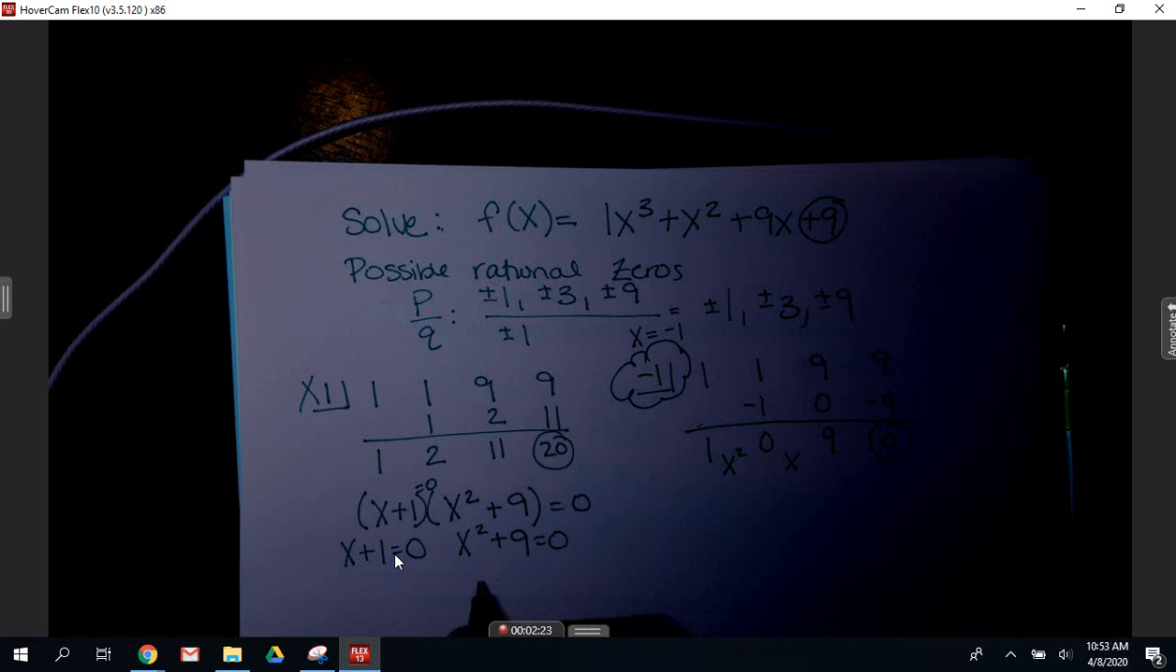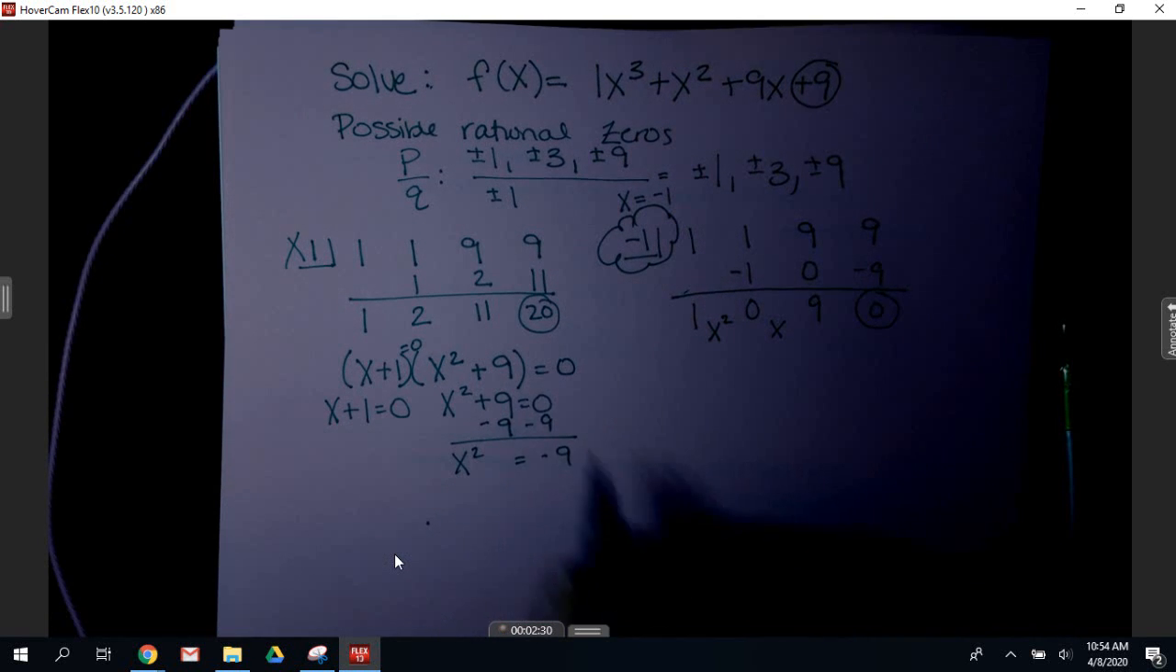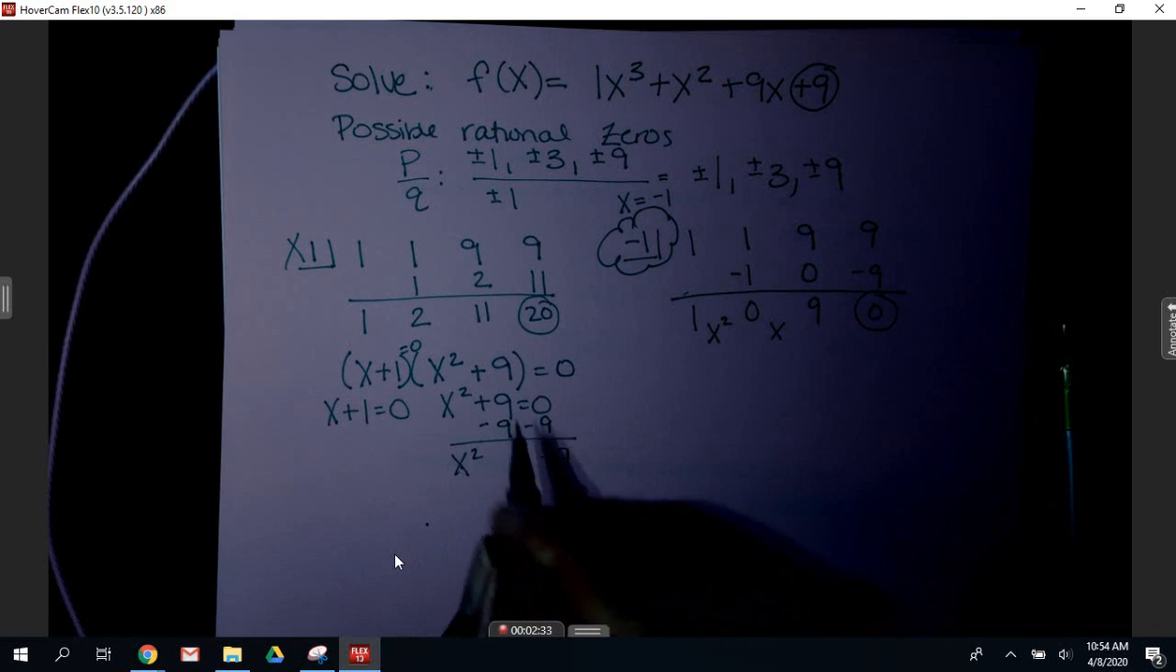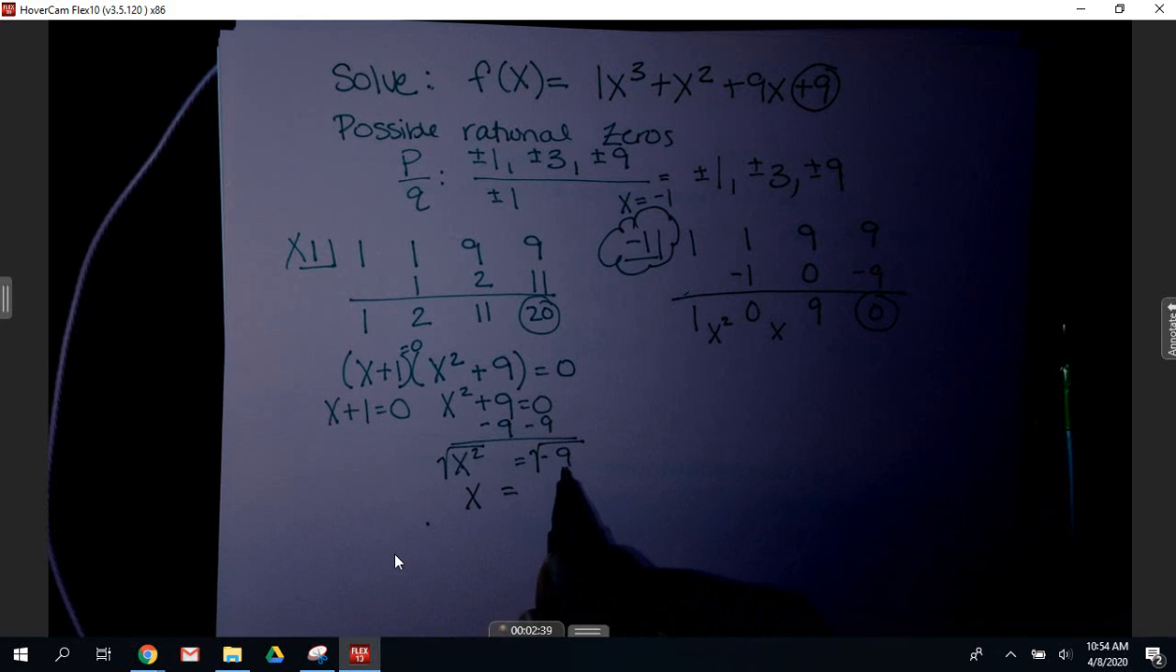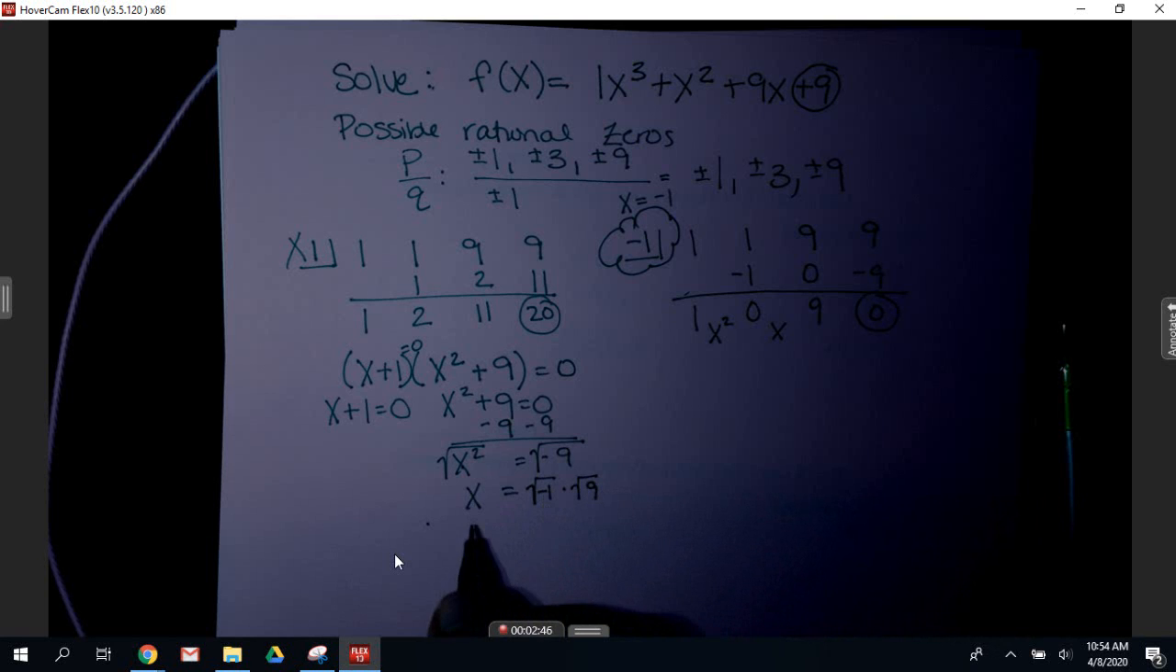So solving this, I can move my 9 over. And then to undo a square, I square root both sides. So now I have square root of a negative. The square root of negative 1, that's our i. And it's plus or minus. And then square root of 9 is 3. So I can rewrite this as plus or minus 3i.